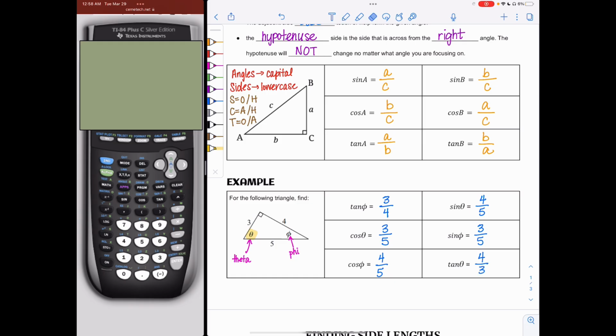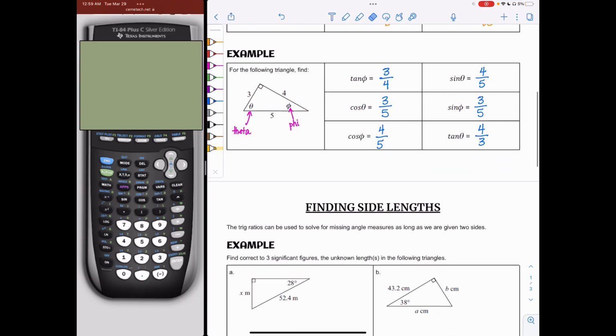So as you can see here, the rule still remains the same, that the sine of one angle is going to be equal to the cosine of another angle, meaning that sine of theta is going to be equal to the cosine of phi. Similarly, we know that the cosine of theta is going to be equal to the sine of phi. Okay, so that still holds true.